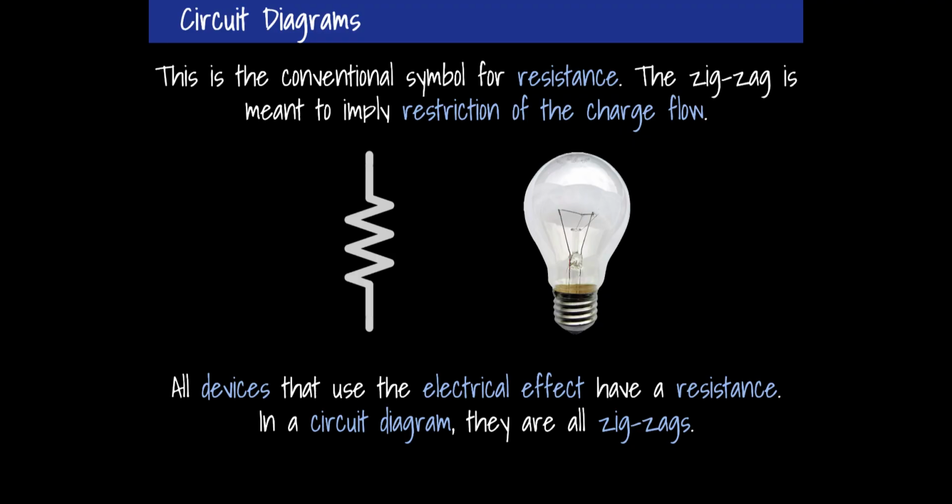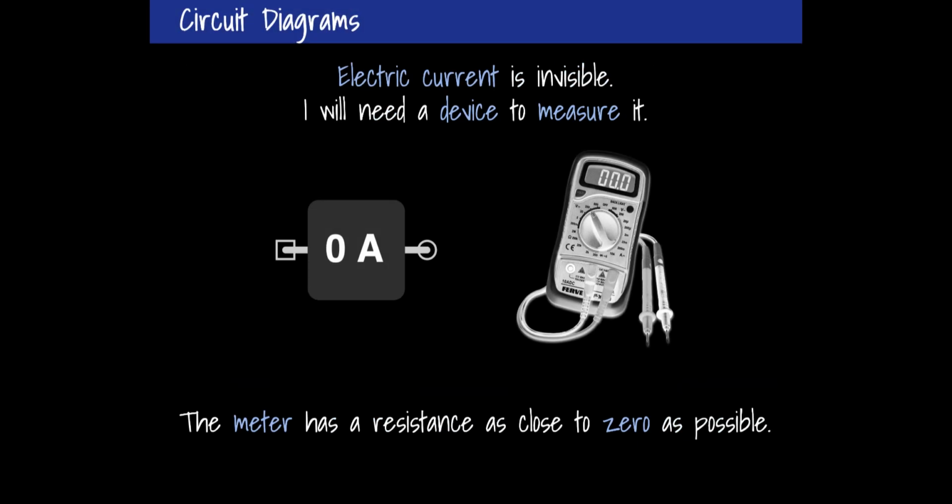Electrical current is invisible. So if I set up some sort of electrical effect, for example, I could just go back to this generator, which I used in the last discussion. I crank the handle, and I see that the light bulb lights up. There must be some current, but I can't see it. So I need a device for measuring current in the same way that I need a device for measuring space. I use a ruler. I have a device for measuring mass. I use a pan balance.